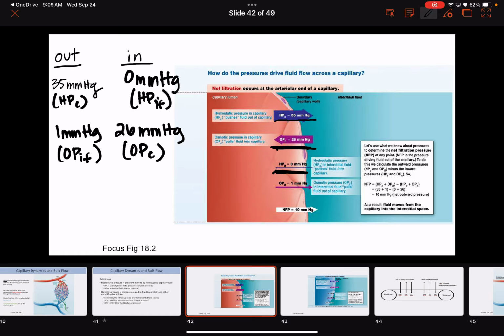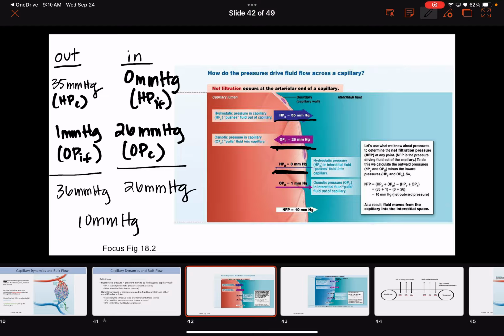Okay. So our outward pressures add up to 36 millimeters of mercury. Our inward pressures are 26 millimeters of mercury. So what's the difference there between in and out? 10 millimeters of mercury difference. Is more of that pressure outward or inward? Outward. So because we have a difference of pressure of 10 millimeters of mercury, and that difference is more towards the out, that allows us to deliver the oxygen and nutrients outward from the capillaries to the organs, to the tissues. Does that make sense? Yes.